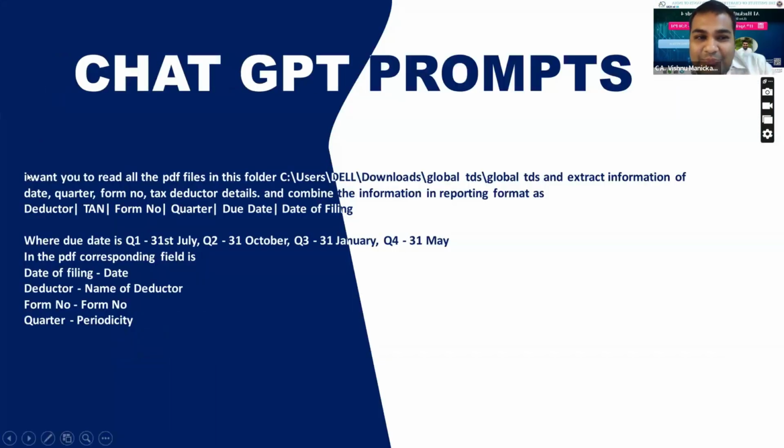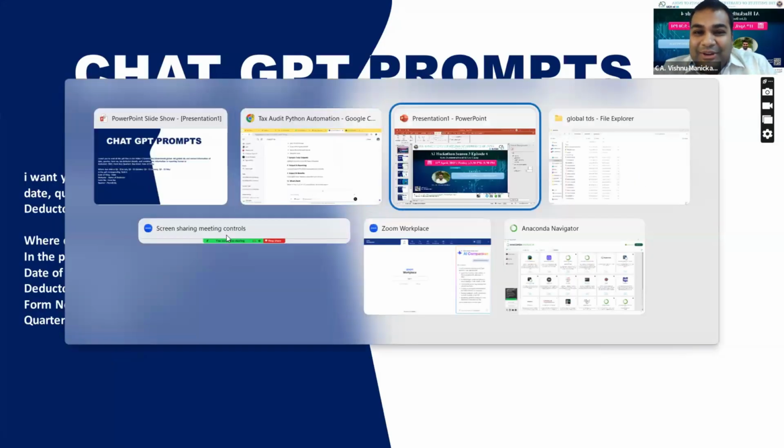First I will paste this prompt. I want you to read all the PDF files in this folder. I have specified the folder path. Extract the information: date, quarter, form number, tax deducted details, and combine the information in reporting as deductor, TAN, form number, quarter, due date, and date of filing. I'm entering the entire reporting part as the prompt. Let us see whether this prompt works or not.